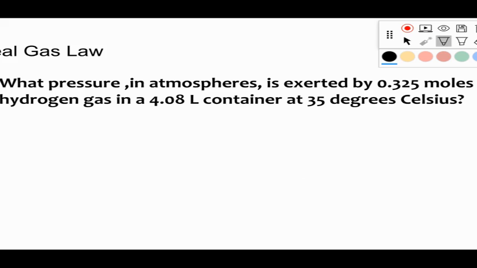So let's go through and solve some of these problems. It says, what pressure in atmospheres is exerted by 0.325 moles of hydrogen gas in a 4.08 liter container at 35 degrees Celsius? I've got a lot of stuff given to me, and I need to make sure that I plug it into my equation the correct way. My equation for the ideal gas law, which is given to you on the AP reference sheet, is PV equals nRT.